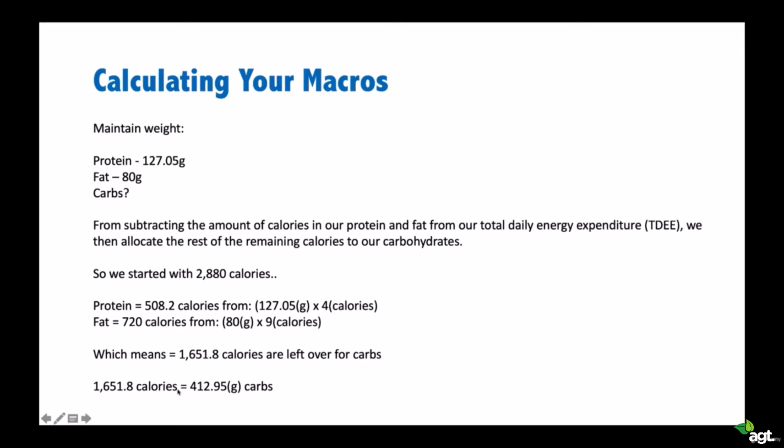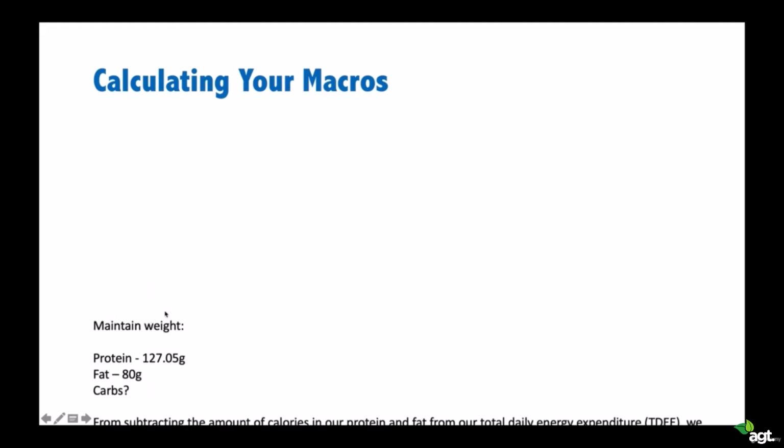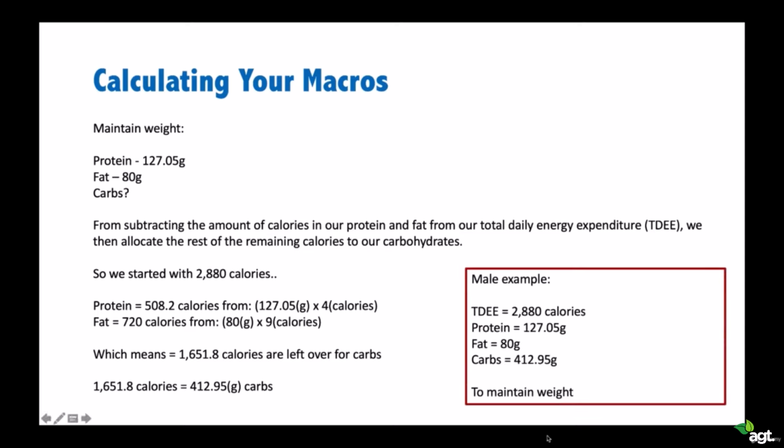1,651.8 calories equals 412.95 grams of carbs. And how did I work that number out? If you remember in the previous slide, for every gram of carbs there are 4 calories. So we do 1,651.8 divided by 4 to find out how many grams a day this guy should be getting. And that equals 412.95 grams of carbs. So that's a simple way of breaking down how to calculate your macronutrients to maintain weight. That's just an overall example of what the guy's intake should be and how it should look.